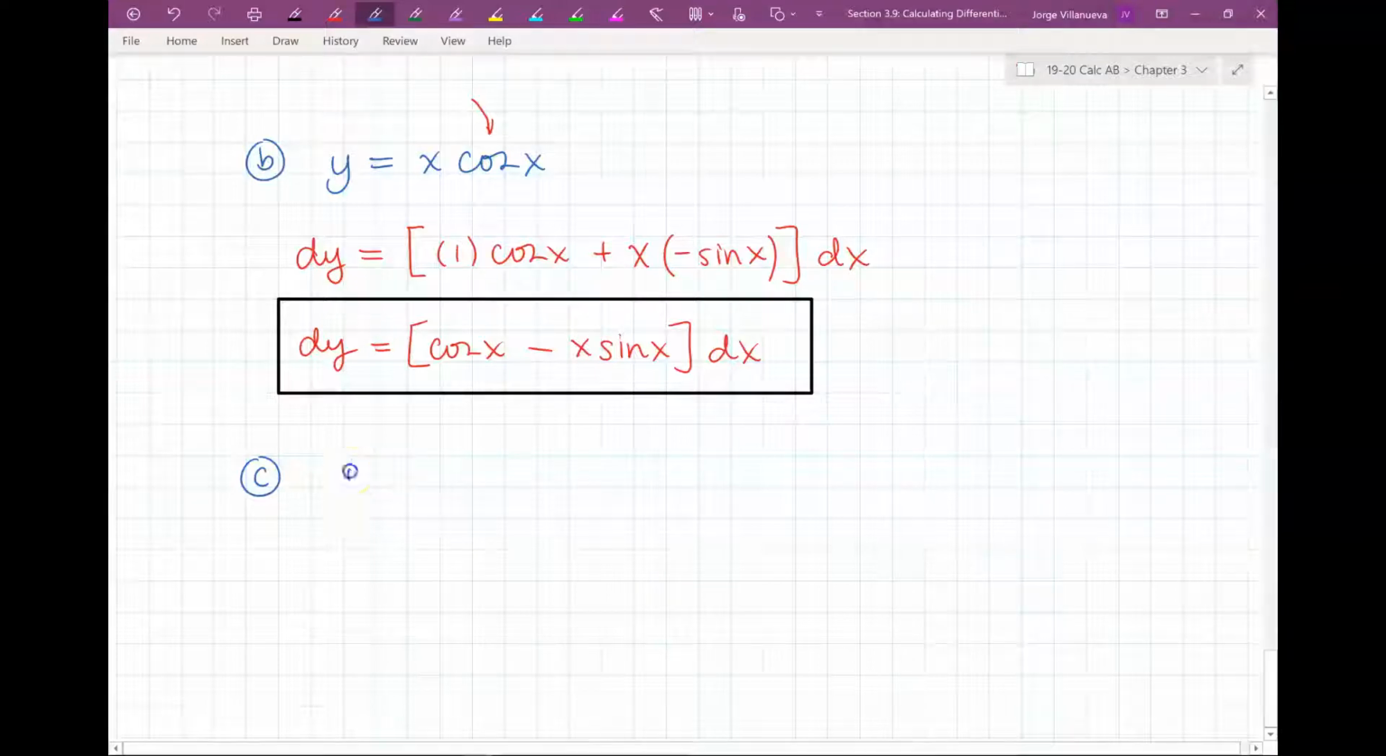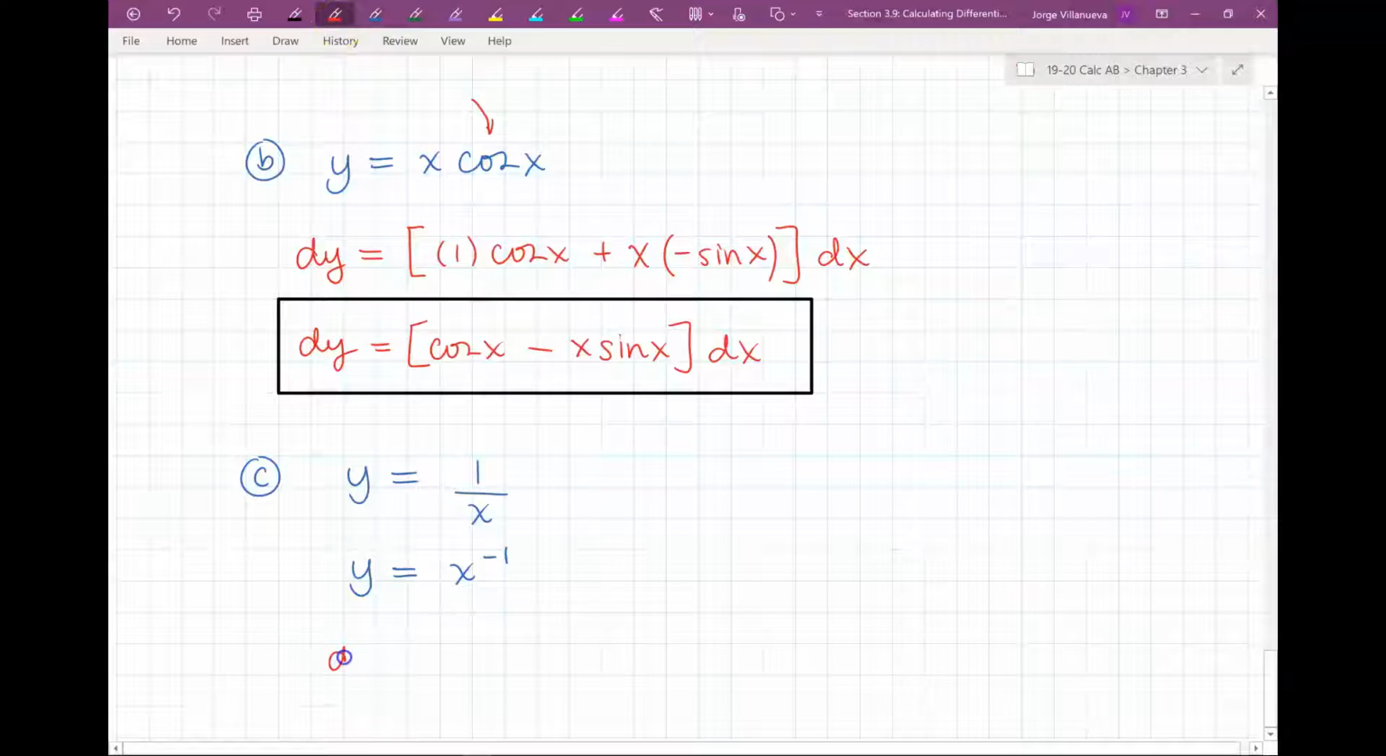Let's try this one. y equal to 1 over x squared. Now remember, I tell you guys, whenever you have something like this, it might be better to take that denominator and move it up. So if you want, you can rewrite it as y equals x to the negative 2. It'll make it easier. That way you don't have to use the quotient rule. We just have to use the power rule.